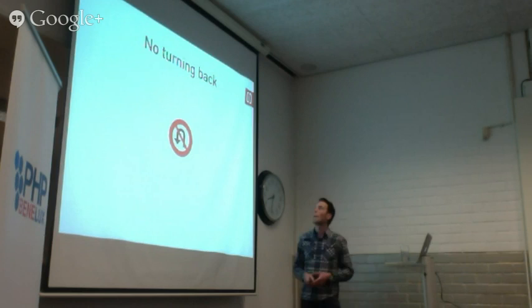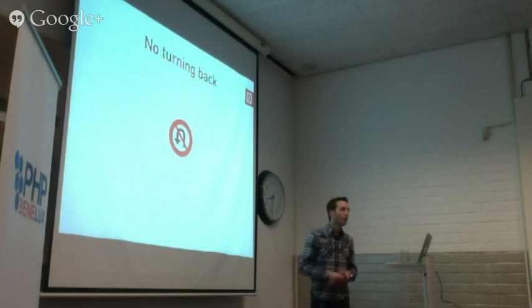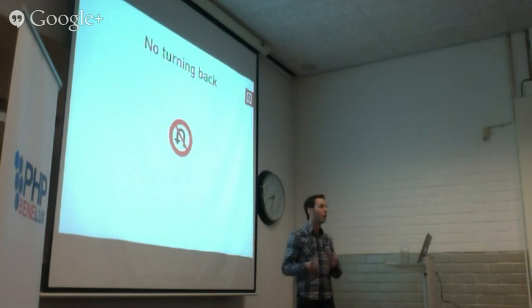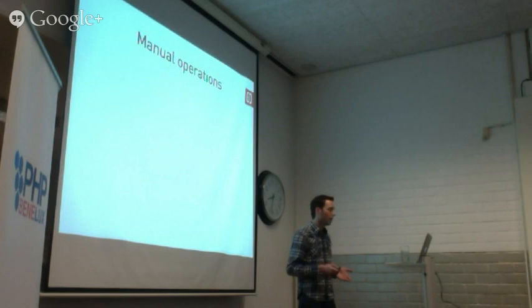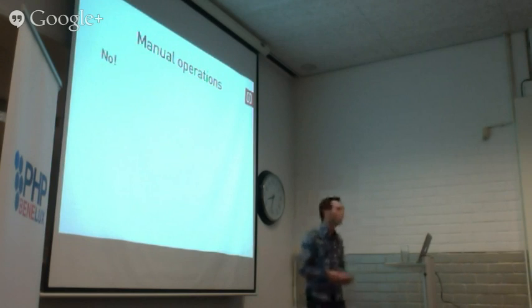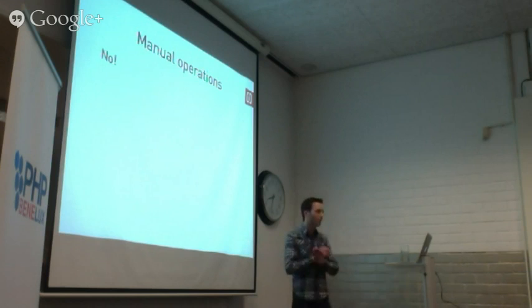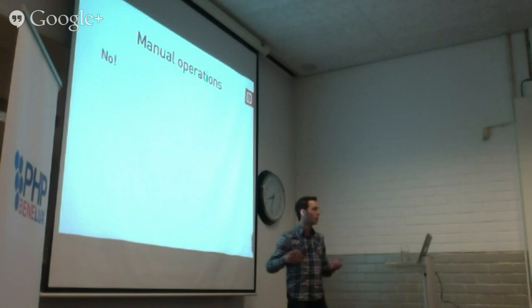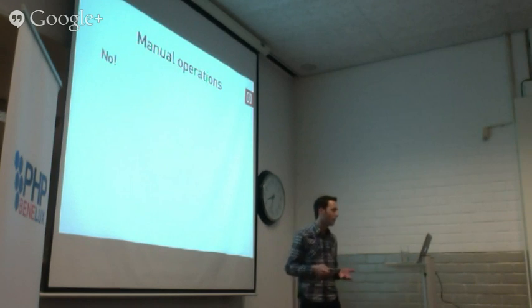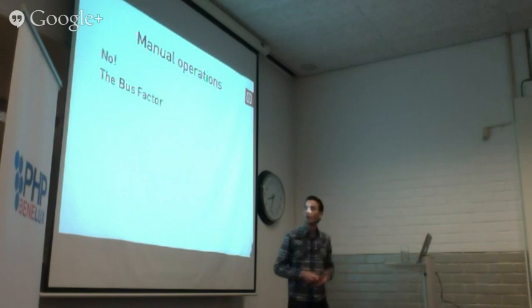So let's start with that. If you do a deployment, no matter what goes wrong, you want to make sure you can go back. So we need to consider that when writing our deployment script. Also, manual operations, you shouldn't do it, period. Just don't. If there's any manual operation which you have to type out in your wiki page, just type it out in your deployment script. That's, in most cases, even the same amount of work.